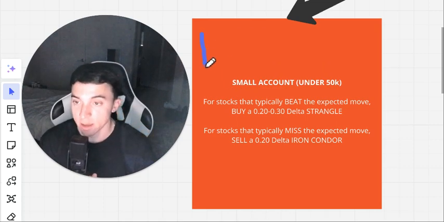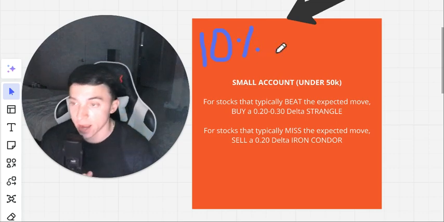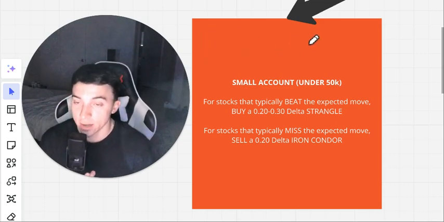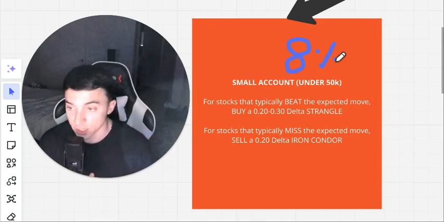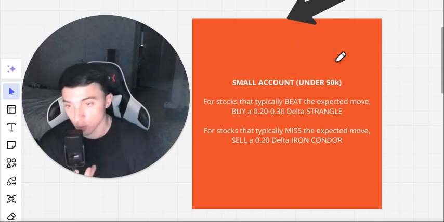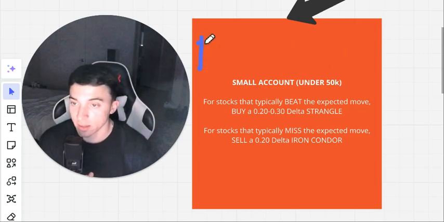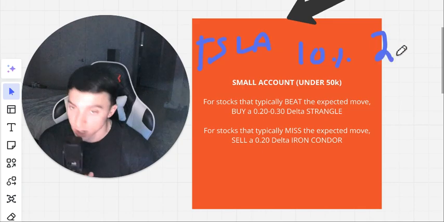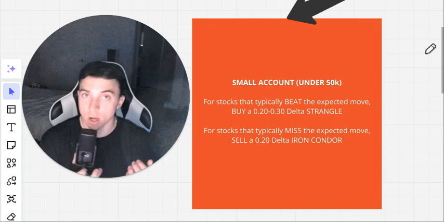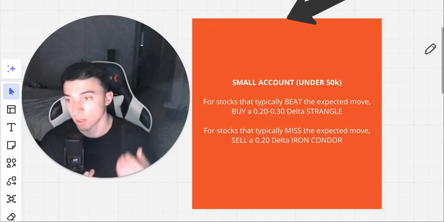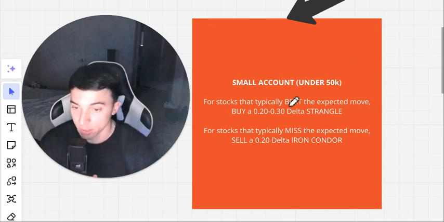So for example, let's say typically the market has predicted a 10% move in Amazon, but then in actuality, over the last 5 earnings, it's really only moved 8%. So it misses the expected move or underperforms it, versus something, say, like maybe Tesla, where the market predicts it moves 10% on earnings, but it actually historically has moved 20% on earnings. So in each of these scenarios, a different option strategy is going to be utilized based on that information.